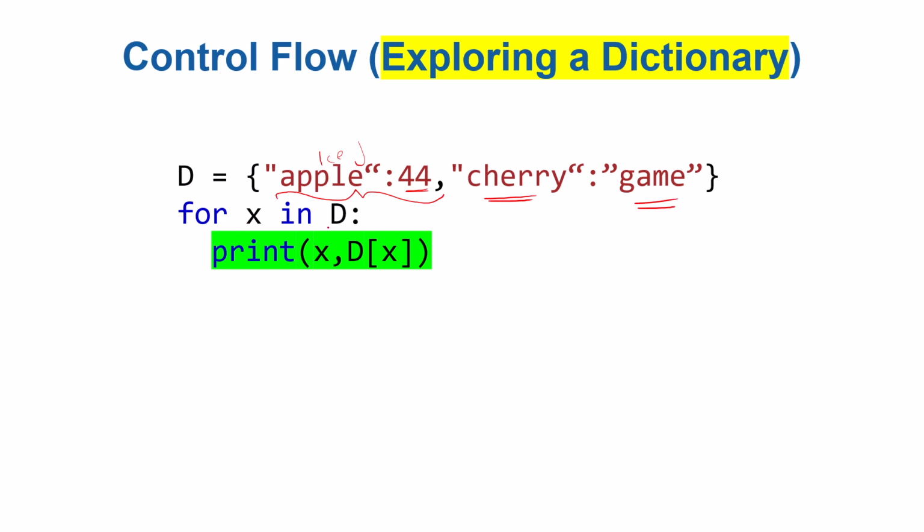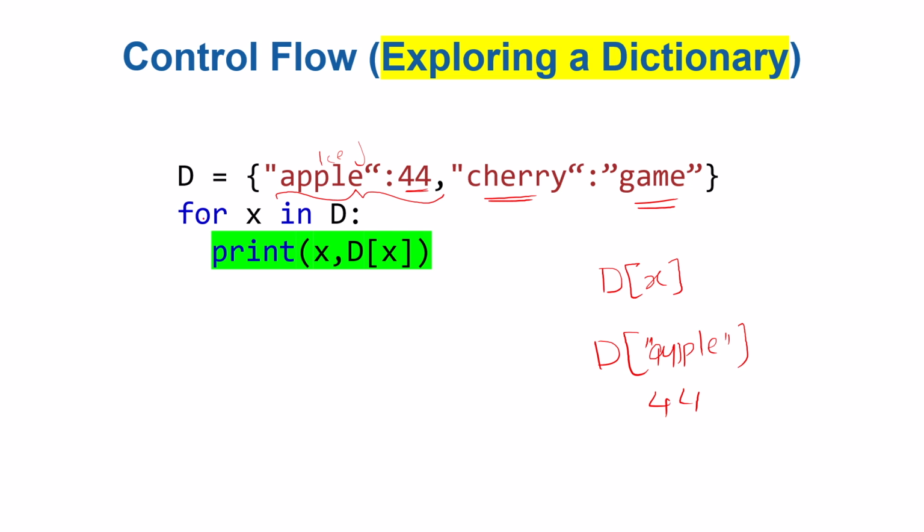So now, as long as x is in d, x represents the key, and d is our dictionary, and d of x represents whatever value that x points to. For example, apple is a key that points to 44. Cherry is a key that points to game. If I write d of apple, the result will be 44. Similarly, d of cherry, the result will be game. Okay, so let's iterate over this dictionary using this for loop.